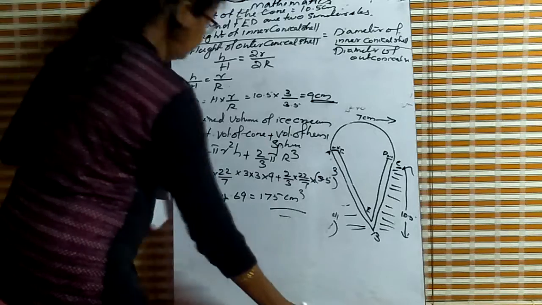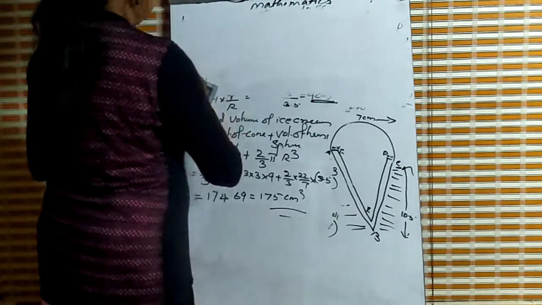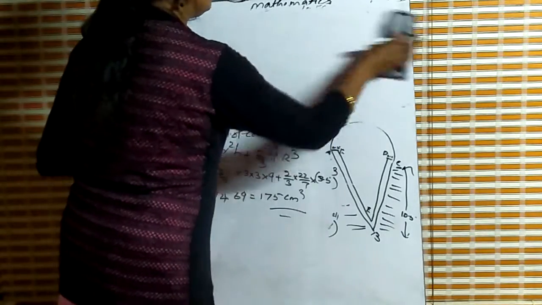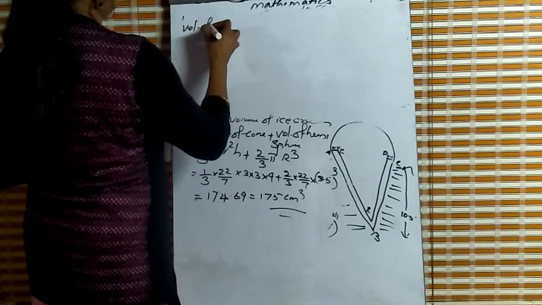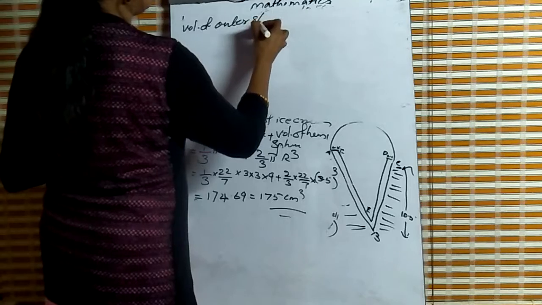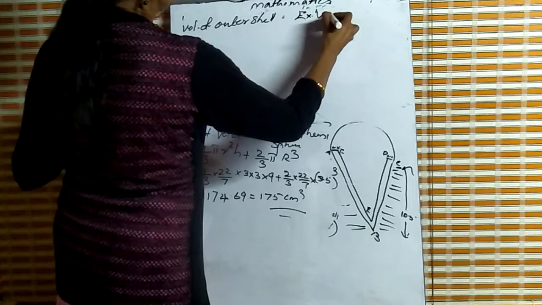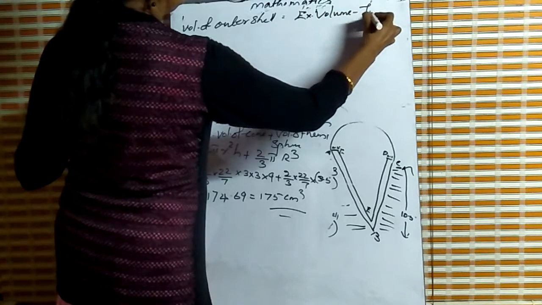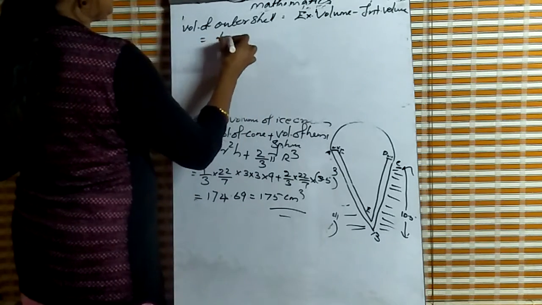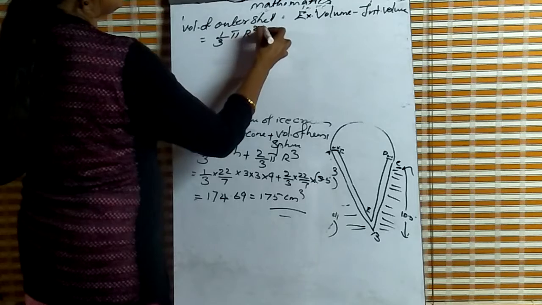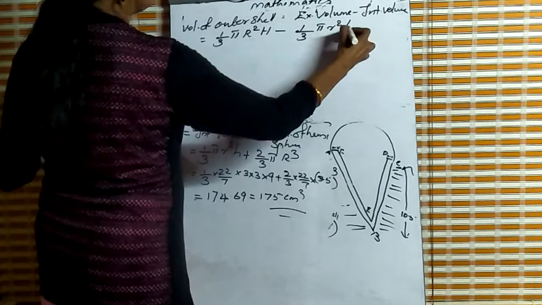Then second, the volume of the outer shell. The outer shell is equal to the external volume minus the internal volume, which is equal to 1 by 3 pi capital R square h minus 1 by 3 pi small r square h.